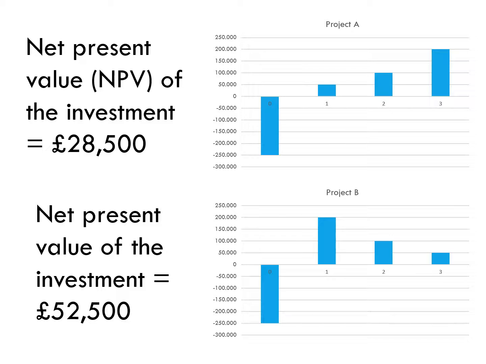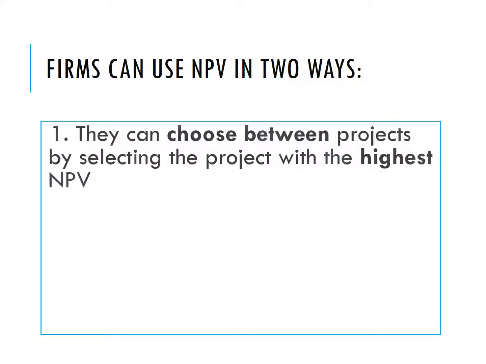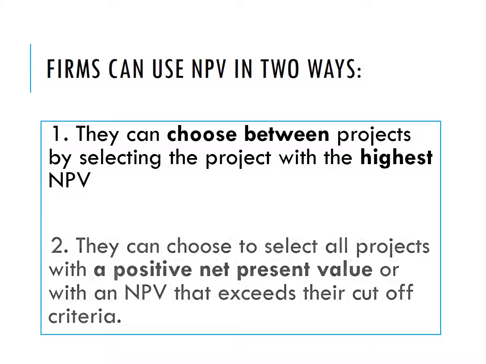So here, if you were to ask me on a net present value basis, I'd be opting for project B. So firms can use net present value, this investment appraisal technique, in two ways. Number one, they can choose between projects by selecting the project with the highest net present value. Or two, they can choose to select all projects with a positive net present value or with an NPV that exceeds their cutoff criteria.